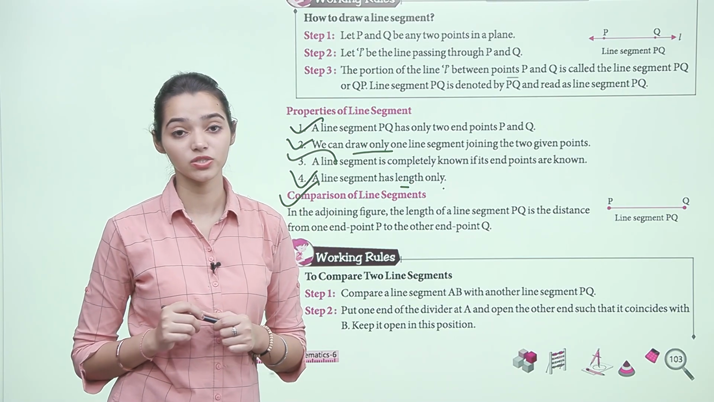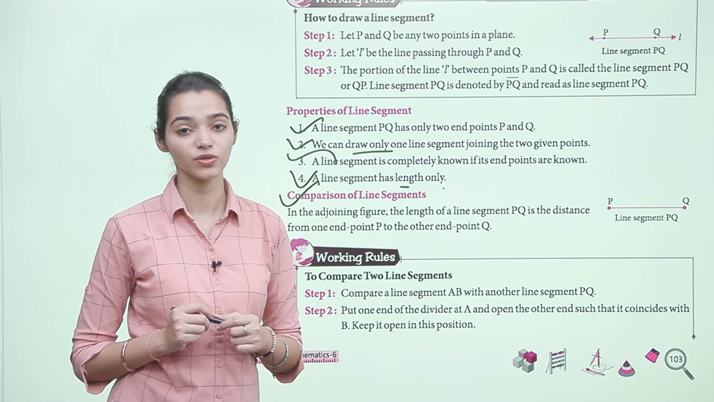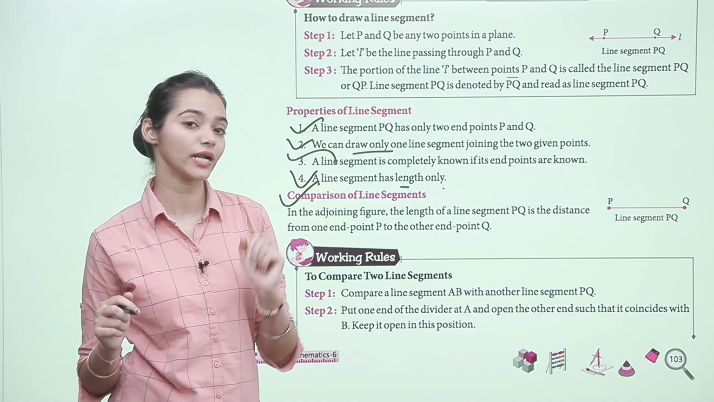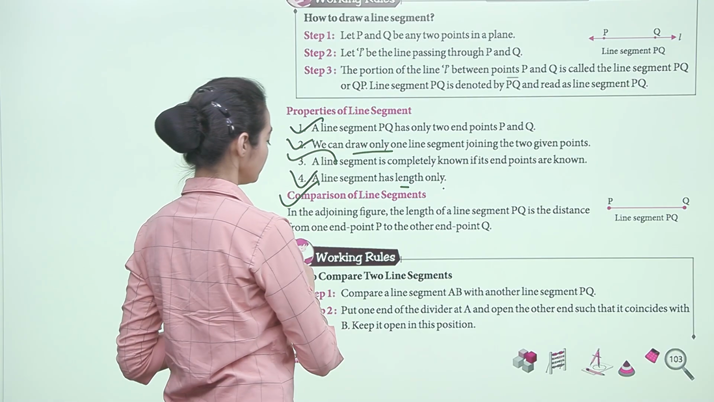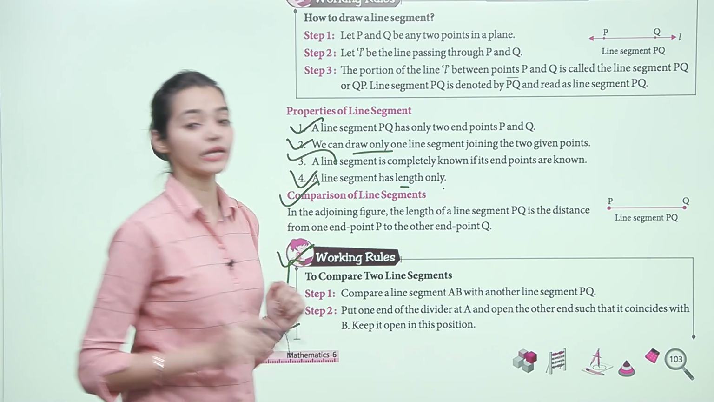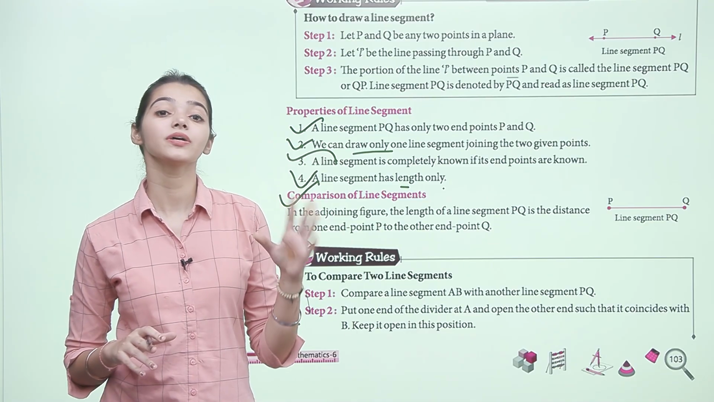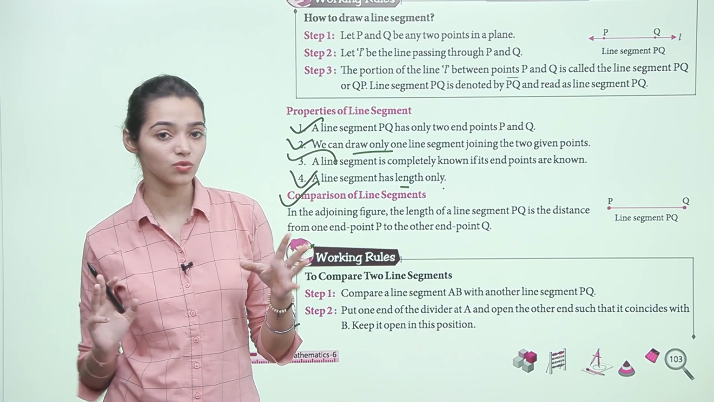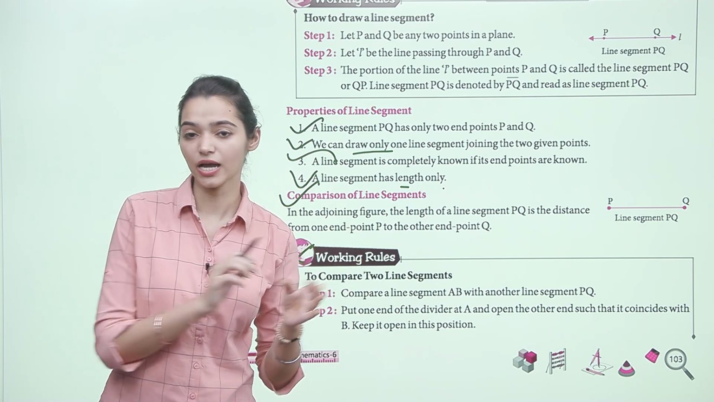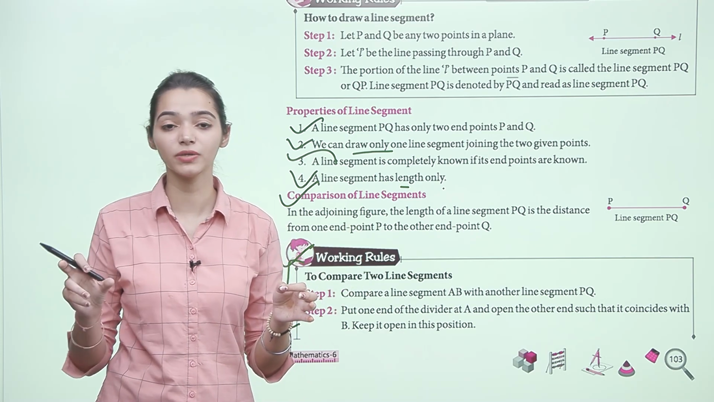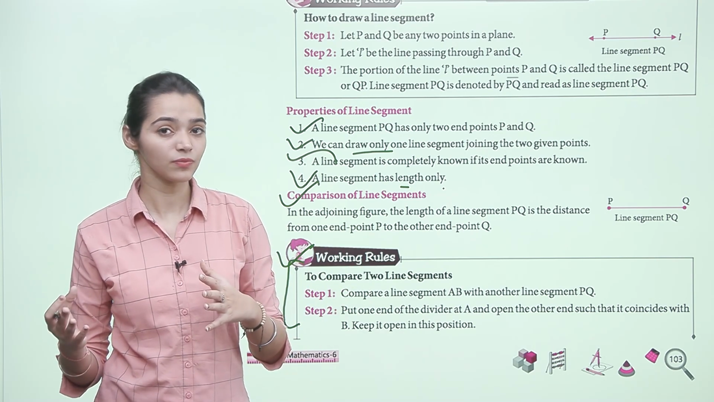Comparison of line segments. In the given figure, the length of line segment PQ is the distance between one endpoint and the other endpoint. Here are our working rules for comparing two line segments. We will compare a line segment AB with another line segment PQ. We will put one end of the divider at A and open the other end so that it coincides with B, and we will keep it open in that position.